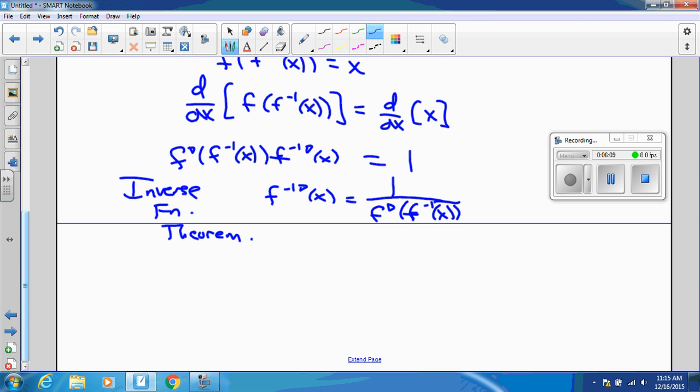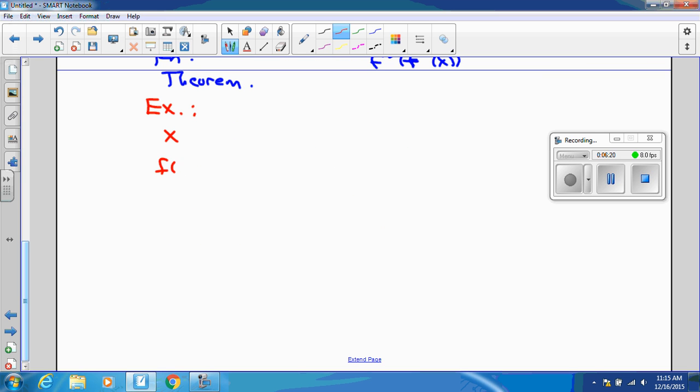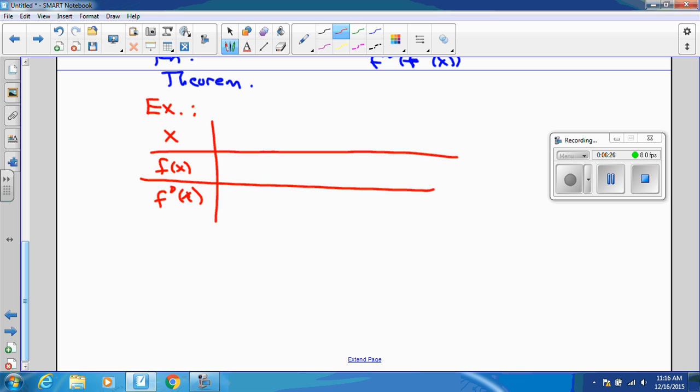So a typical kind of setup might be something like this. Suppose I have a function f, and I know some things about f and its derivative at different points.